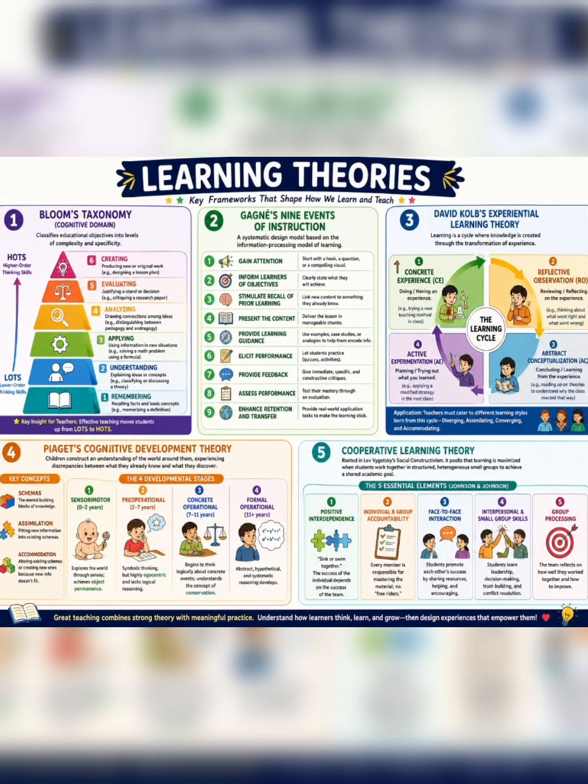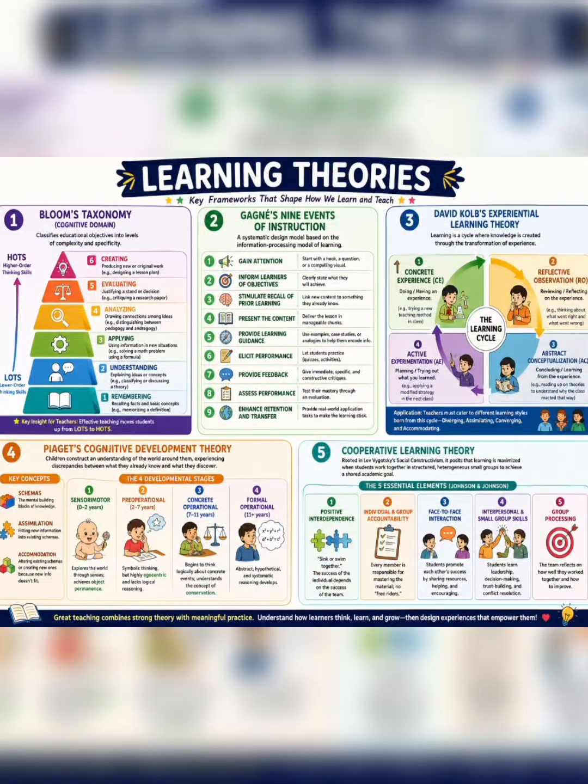First up, in column 1, we have Bloom's taxonomy, which classifies educational objectives into levels of complexity and specificity. It splits tasks into LOTS, that is lower order thinking skills, and HOTS, higher order thinking skills. Let's scale the pyramid from the base up, starting from remembering, then understanding, then applying, then analyzing, then evaluating and creating.